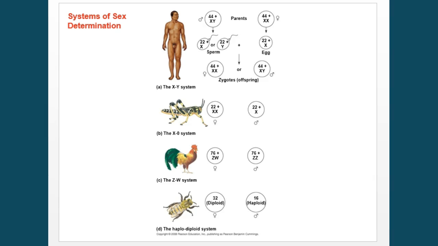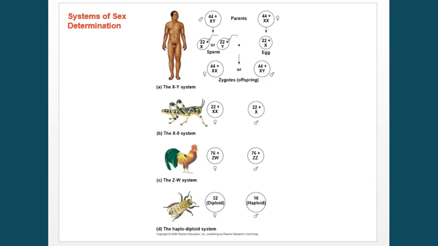Okay? This is where your determinations of sex for different species fall. With humans, we have the XY system, so your female is XX, your male is XY. Alright? Your grasshoppers and other such insects have an X0 system, meaning the female would have two X's and the male would only carry one. Okay?